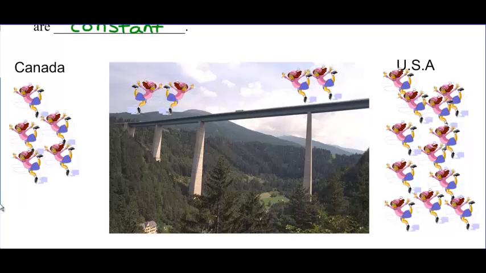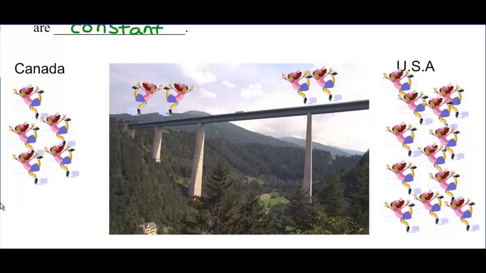So my analogy to this is pretend that there's only one bridge here that connects the United States to Canada. And the population of Canada here is, let's say 7 million. It's not, but I'm just making it up. And the population, that would be the concentration of people.